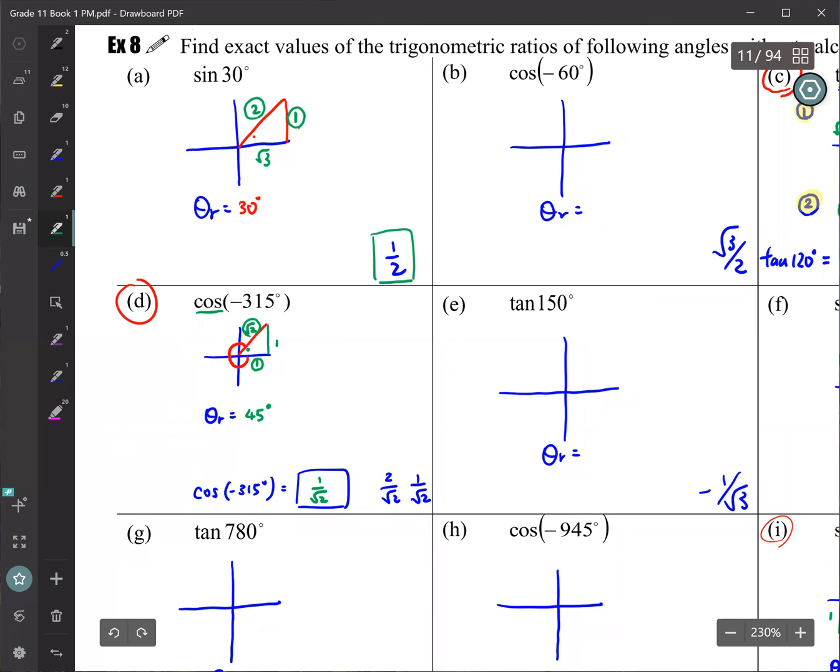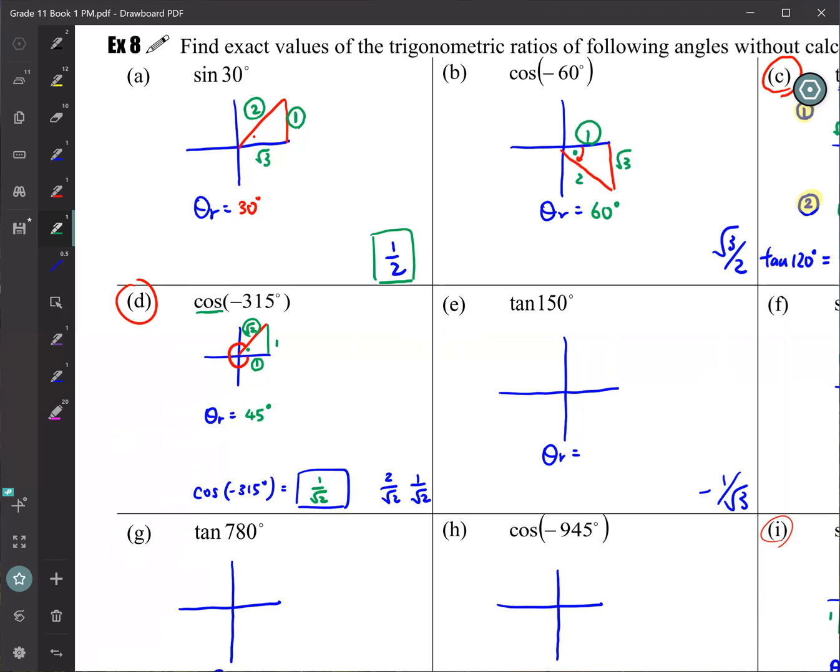And then question B. Question B is -60 degree. So remember, you have to turn clockwise, -60 degree. So your reference angle is right there, so it has to be 60. Do not write negative. 60 degree is a big angle, big side, right? So like that. Cosine is adjacent over hypotenuse. So adjacent should be 1.